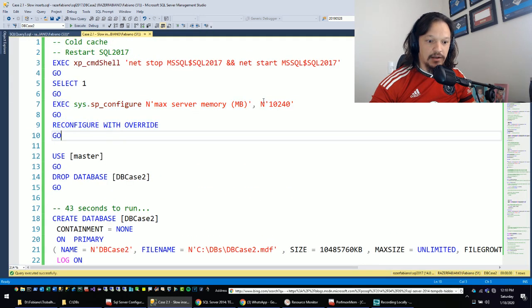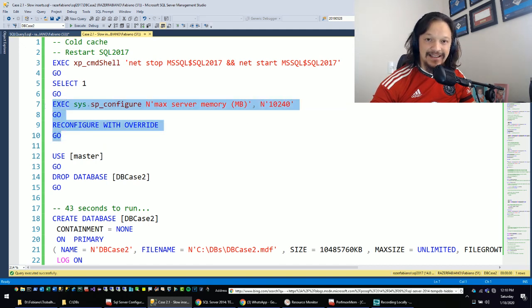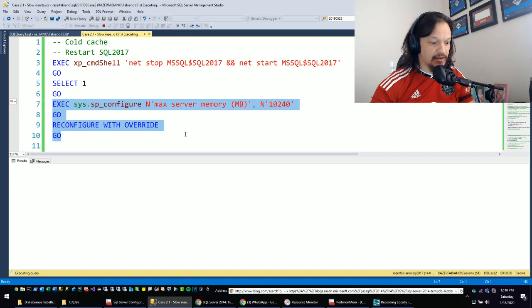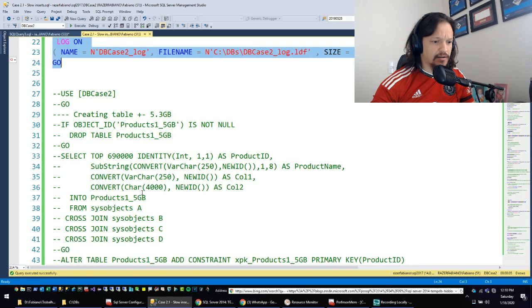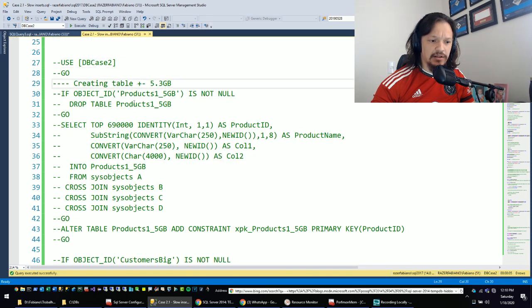Okay, I will run these tests with 10 gig of memory, so the max server memory is only 10 gig. I created my own database to run these tests. If you want to do it, you can use the script I will provide. I'm going to create a database here on my C drive, which is an SSD. I won't run it again because the database is already there. Into this database I created one table called products with 5 gig. I already did it, so I won't run it again.